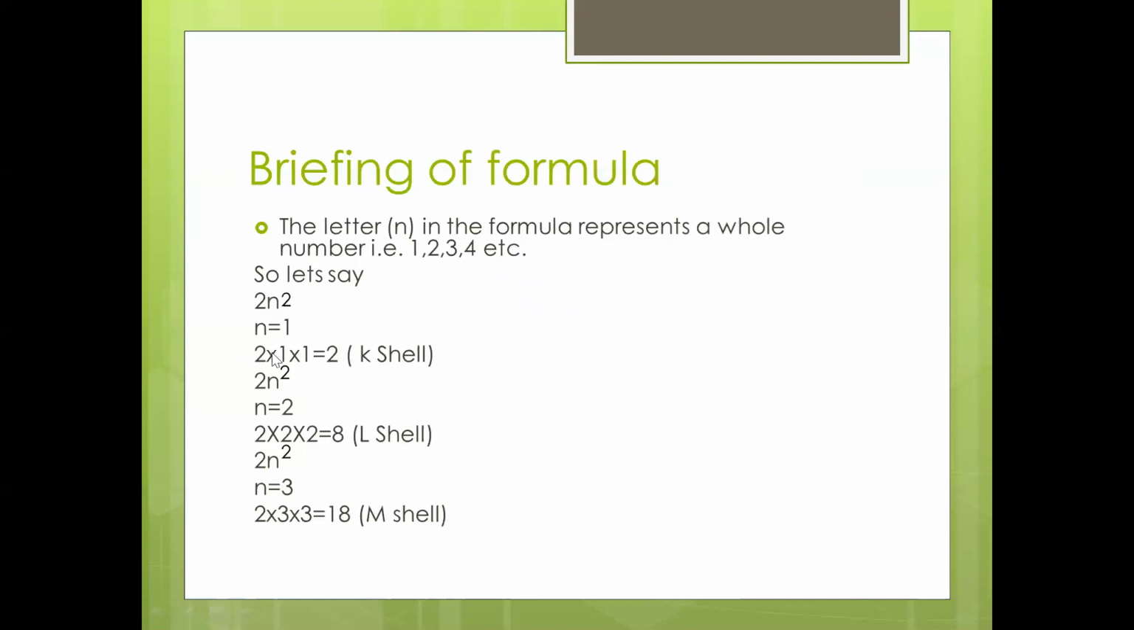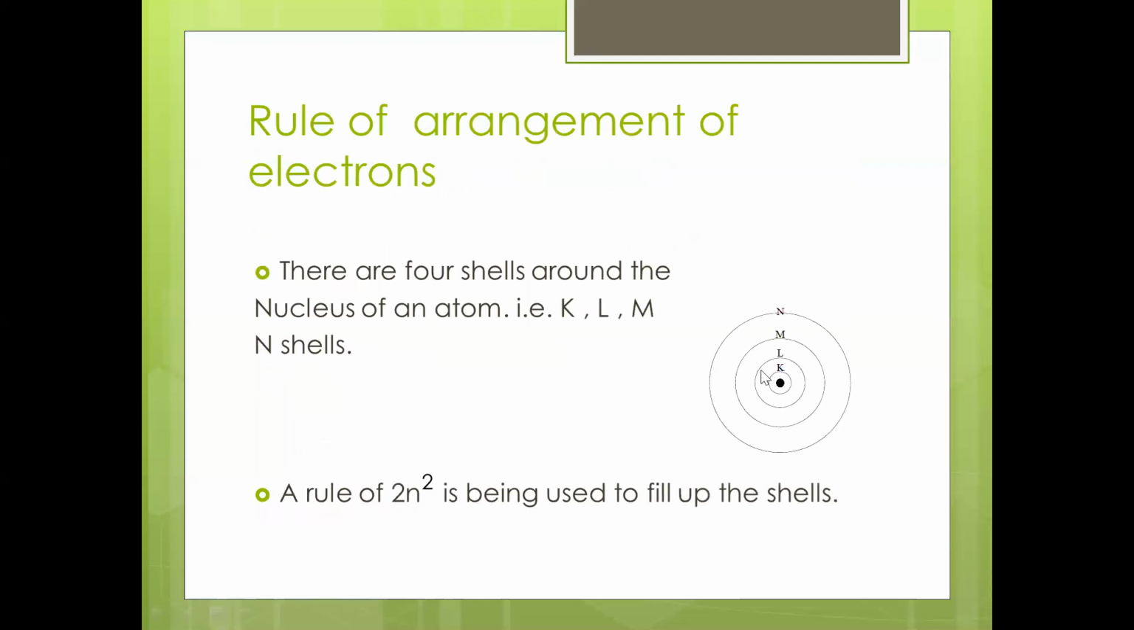If you put the value of n in the formula, 2 multiplied by 1 multiplied by 1, because n is raised to power 2, which means you have to write this number 2 times. So I wrote 2 multiplied by 1 multiplied by 1. So 2 ones are 2, again 2 ones are 2. So it means that you can arrange 2 electrons at maximum in this K shell, which is the first shell. I'm again showing you this first shell. So according to Bohr and Rutherford, in K shell, we can fit only 2 electrons by this rule of 2n^2.